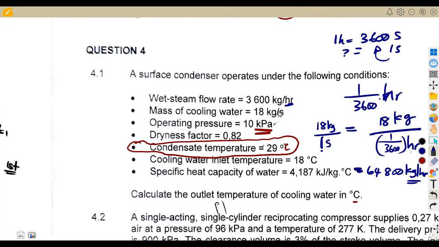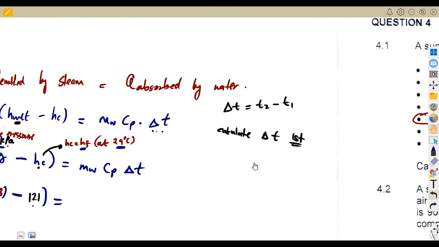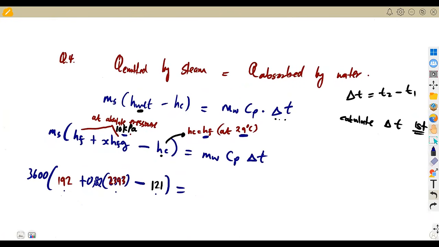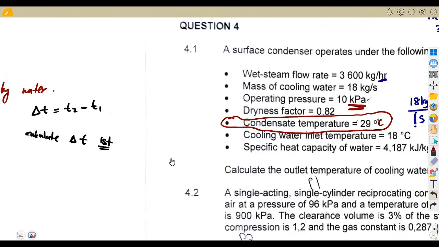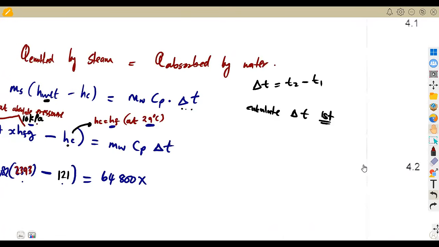Or on this answer, you multiply it by 3,600. But you have to be careful because it was taken from 1 over, then we multiply to that. All right, so that's 64,800, which is the mass of water. So we have this supposed to be in kilogram per hour, 64,800, times the specific heat capacity of water. We're just going to substitute here the specific heat capacity of water, 4.187.